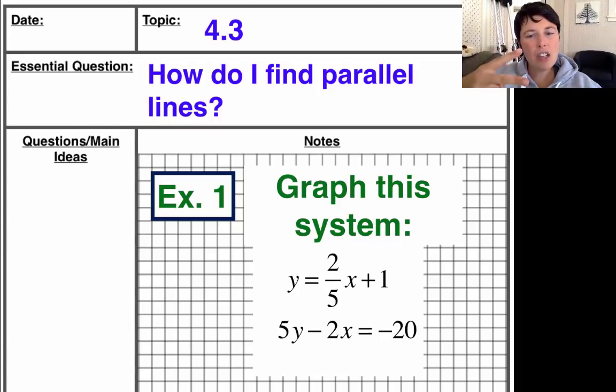But the second equation looks a little bit more challenging to me. It's 5y minus 2x equals negative 20. It's in standard form, and I don't really like standard form because I don't see the slope and the y-intercept right away. But we can fix that up.